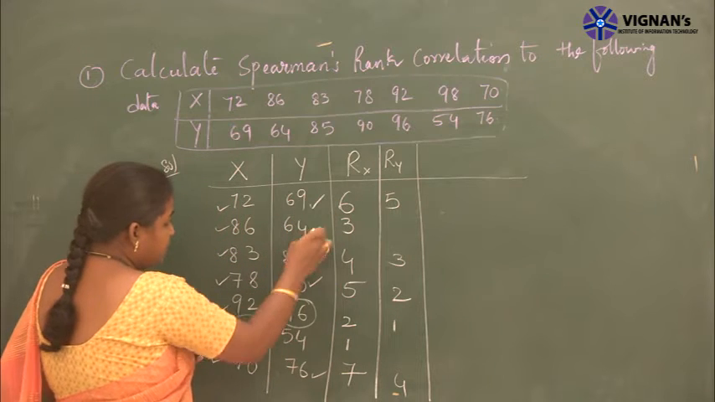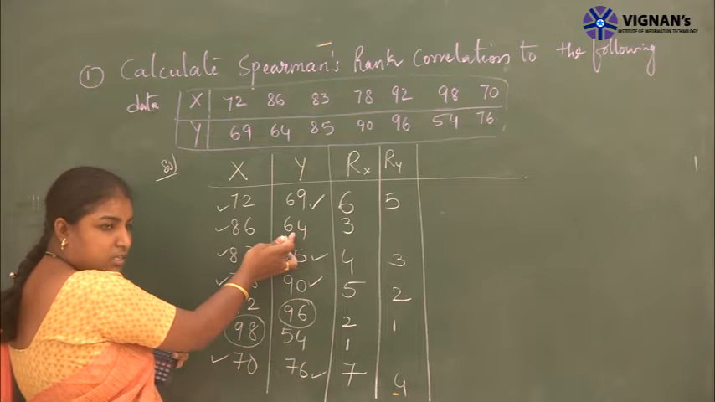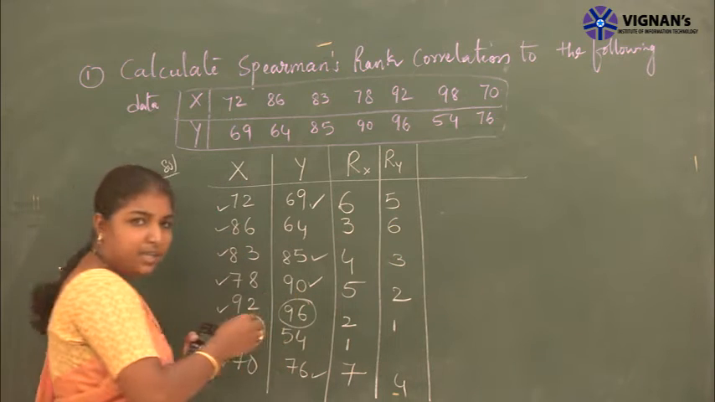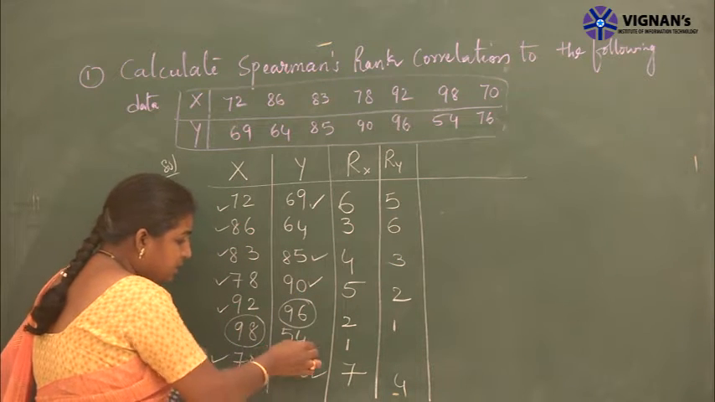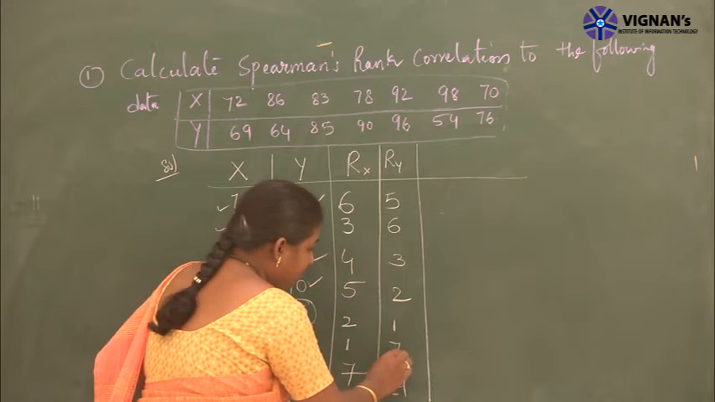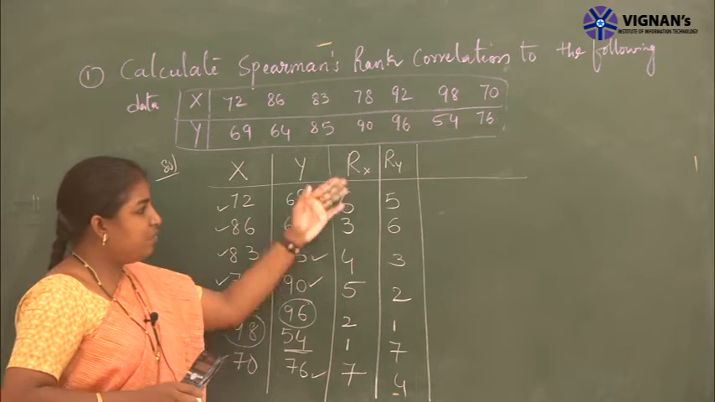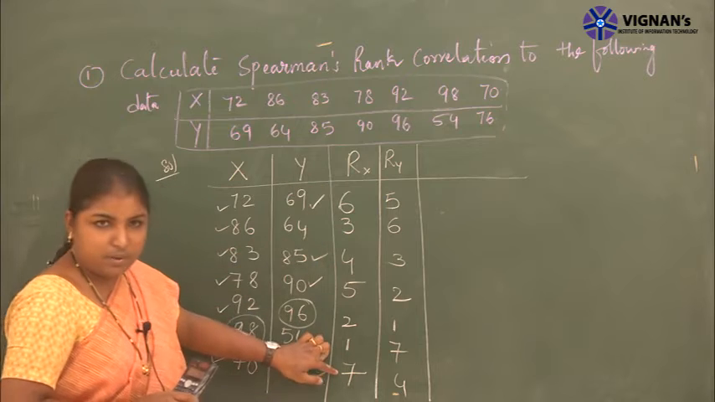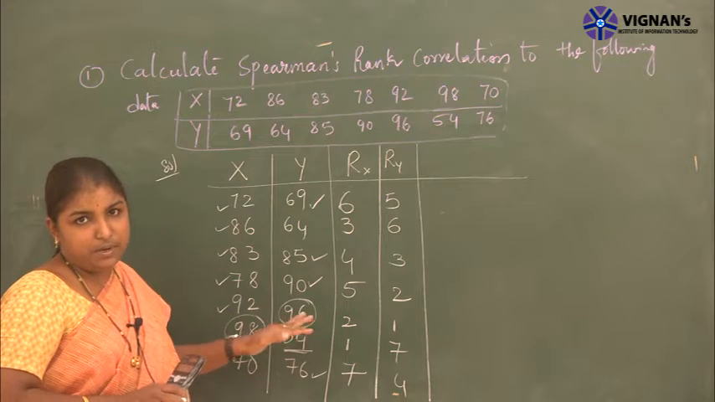Next is 64 and 54. 64 is the maximum value, so after 5 we get 6. And the least value is 54, rank 7. See here, whether any of the ranks are repeating or not. Here no value is repeated, so it is not repeated data.